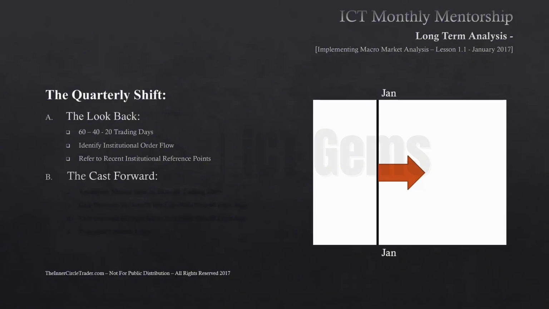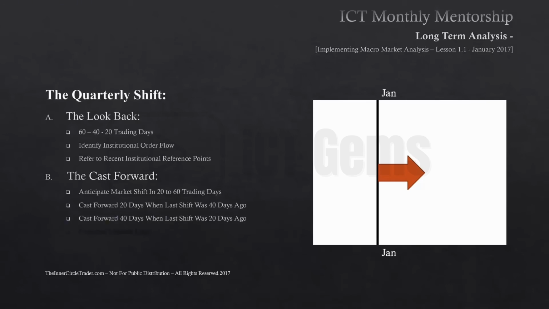The cast forward is when you look ahead with the same parameters we used when we looked back. We're anticipating the next market shift in 20 to 60 trading days. We cast forward 20 days to the right of our vertical line when the last shift was 40 days ago. We cast forward 40 days when the last shift was 20 days ago. We do this until we reach the extreme of the projected 3-month limit. In other words, where there would be another vertical line drawn on our chart capping 3 months.